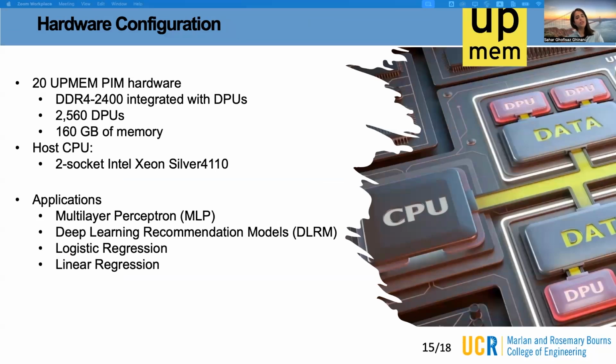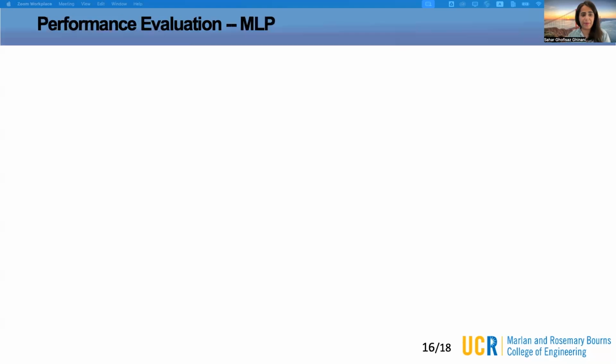We evaluated our scheme using 20 UPMEM PIMs, which provides us with more than 2,000 DPUs and also gives us access to 160 gigabytes of memory. We evaluated our scheme using data-intensive applications like MLP, DLRM, logistic regression, and linear regression. Here, I'm just giving you some insights about our results for MLP and logistic regression, and the rest can be found in our paper.